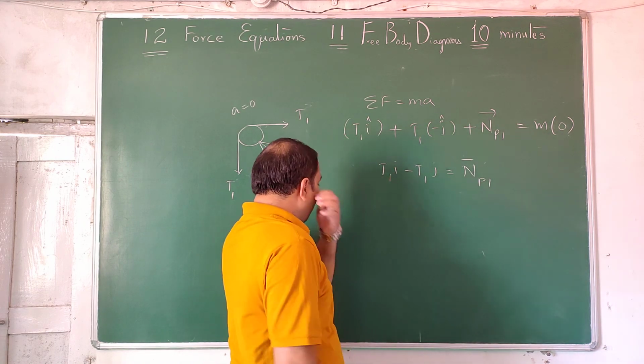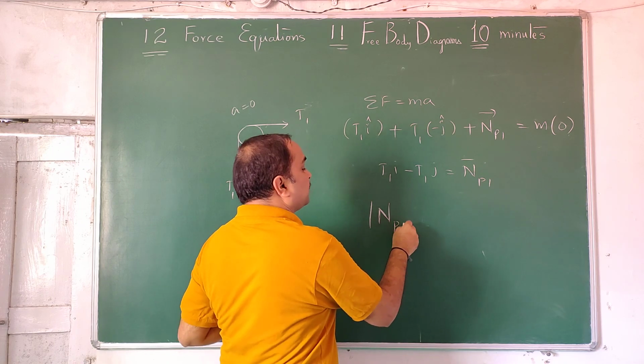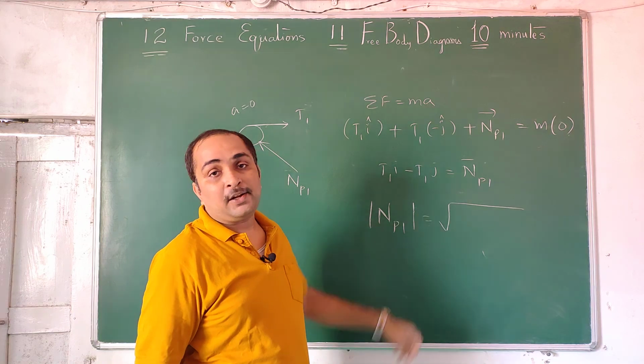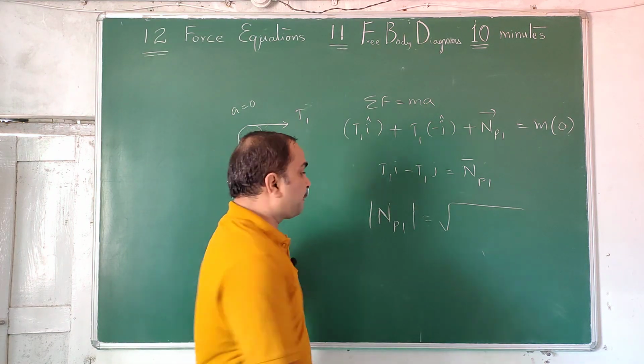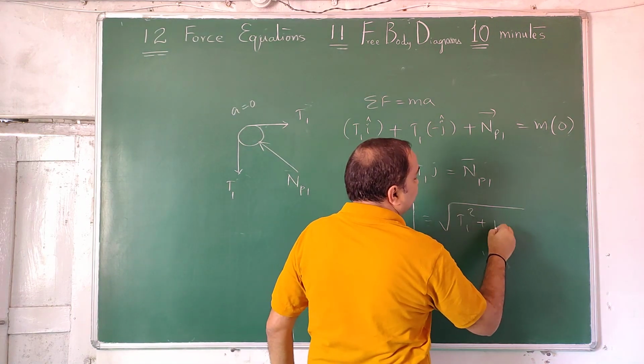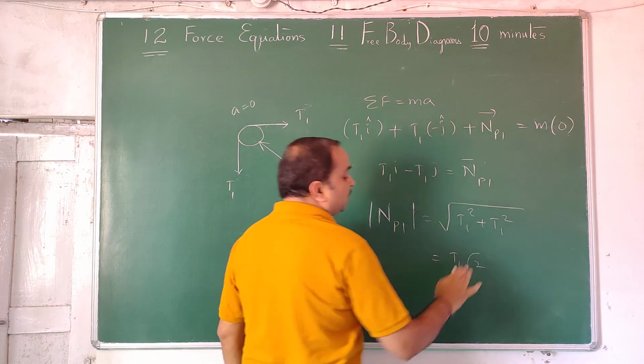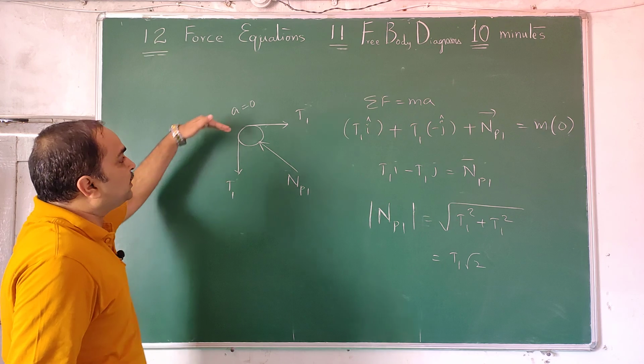Normal force 1. You want the magnitude of the normal force 1, under root of these two. They are i and j, so directly you cannot add. You cannot write it as 2T1. It is T1 square plus T1 square under root, so T1 root 2 is the answer. Even you can get it by Pythagoras here in the simple case.